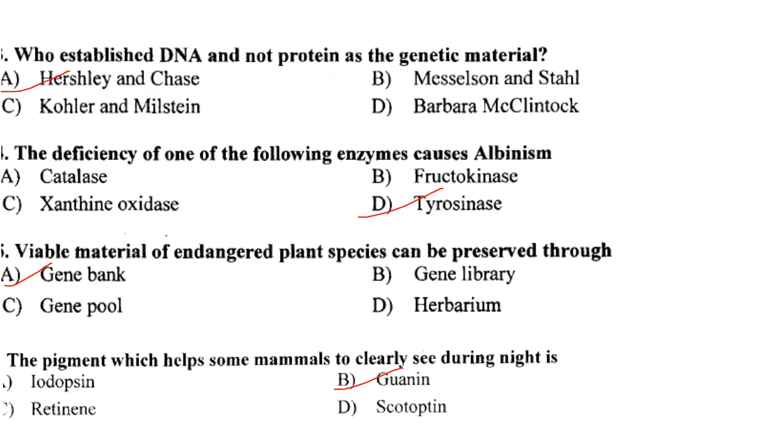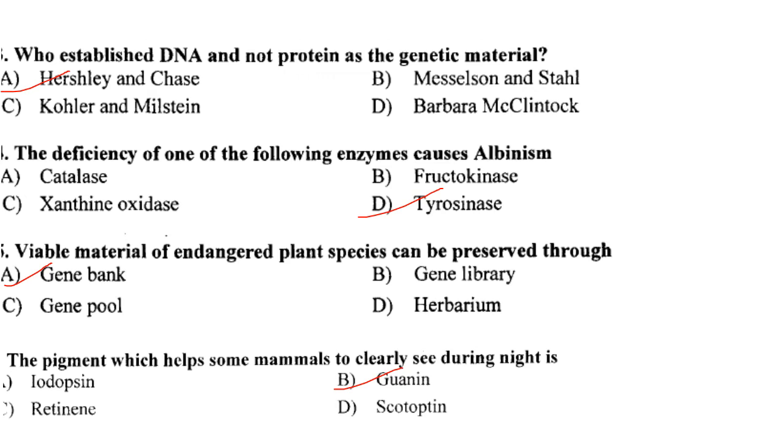It was the Hershey and Chase experiment. So the answer is option A, Hershey and Chase. Then, the deficiency of one of the following enzymes causes albinism. It is tyrosinase deficiency that causes albinism.